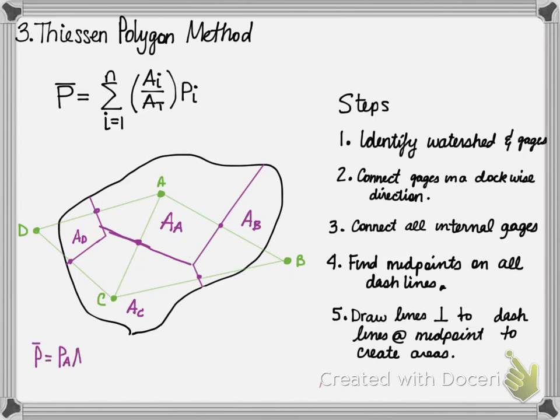Finally, you can calculate the average rainfall for this watershed by multiplying the precipitation for each area at the gauge times the area and then dividing it by the total area.